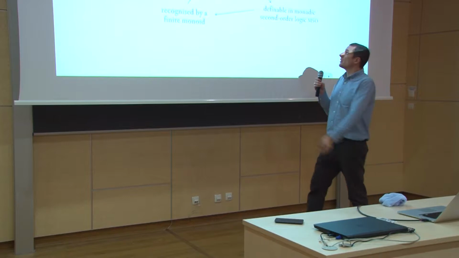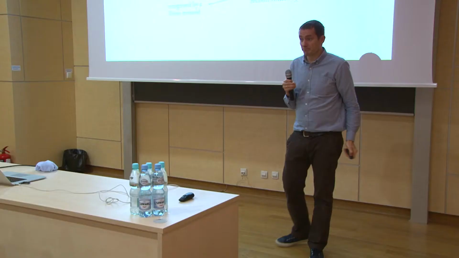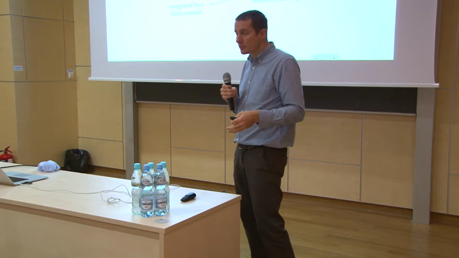One of them is recognized by a finite automaton, so regular. The other one is definable in monadic second-order logic, and the equivalence of these two was already shown by Moshe. But I will revisit it and also reprove it for two reasons. Number one is that this is recorded, so I want it to be sort of complete.